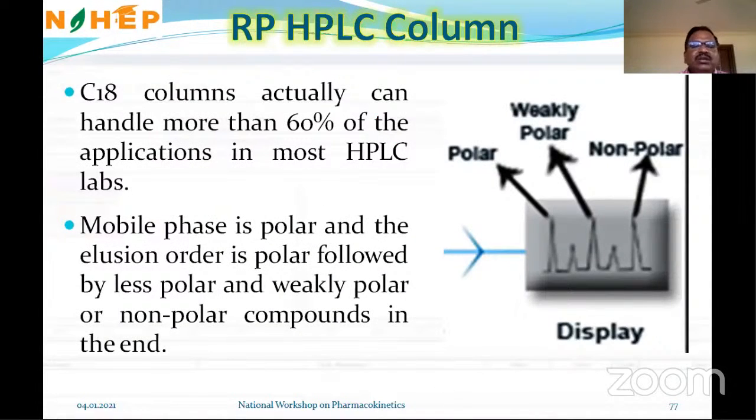The C18 column can handle more than 60% of the applications in most HPLC labs. That is, more than 60% of applications use C18 columns. Here the mobile phase is polar, and the elution order is polar first, followed by weakly polar, and non-polar substances are eluted last.